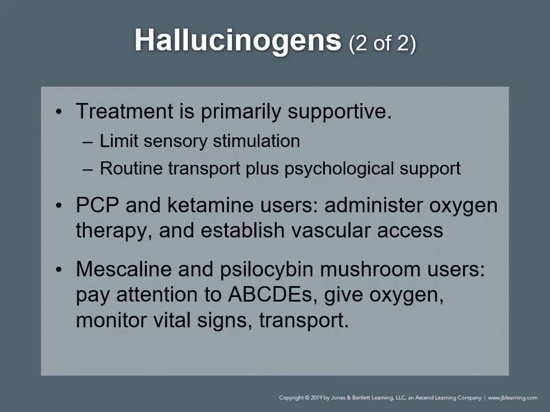Treatment for a patient using hallucinogens is primarily supportive. Try to limit sensory stimulation as much as possible, for example, by avoiding the use of emergency lights and sirens. Routine transport to the appropriate facility plus psychological support is usually all that's required in the pre-hospital setting.